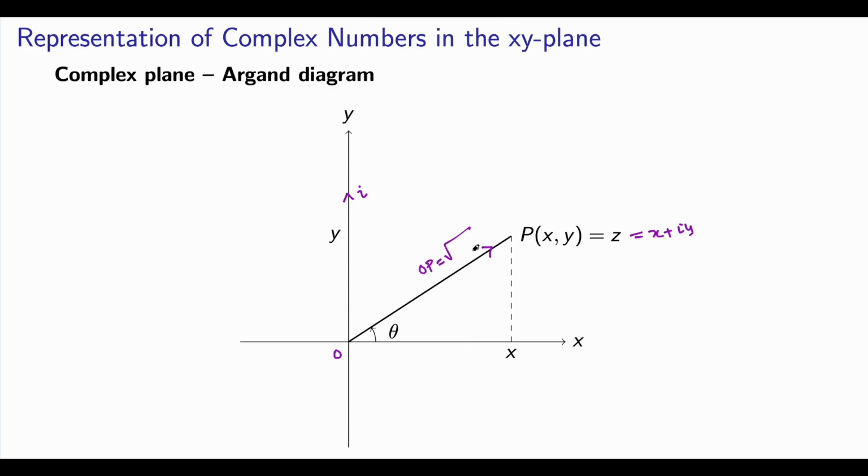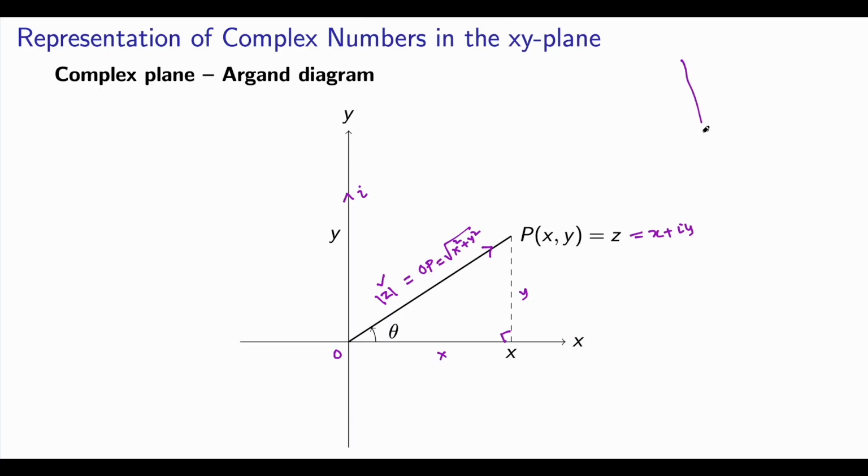OP can be obtained using this is y, this is x, so square root of x square plus y square, right? This is 90 degrees. So now this is going to be your mod of z, right? And theta is just the counterclockwise rotation from the positive x-axis, okay? So this is your modulus value, and this is your argument theta.